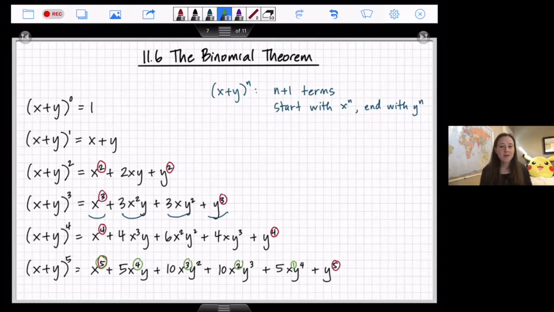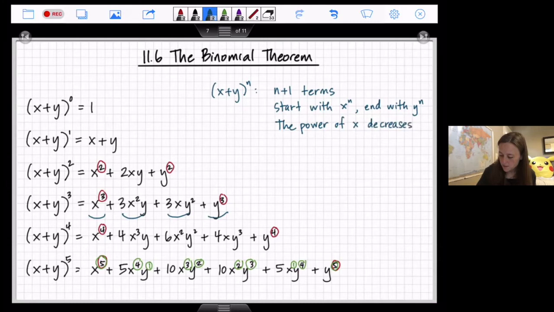The y's, on the other hand, are increasing. We start off with y to the 0, then we get y to the 1, y squared, y cubed, y fourth, y to the fifth. All right, so the x powers are decreasing by 1 in each term. So the powers of x decrease by 1 in each term. The power of y increases by 1.